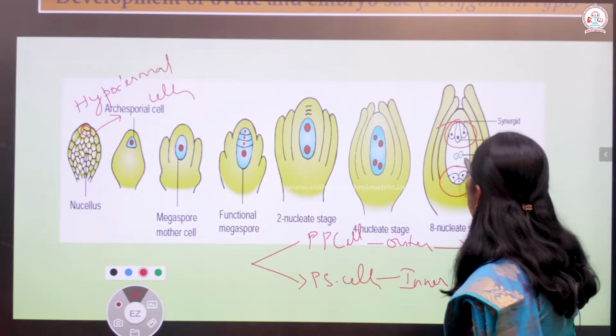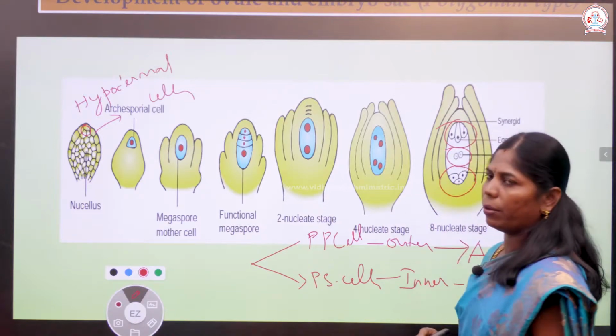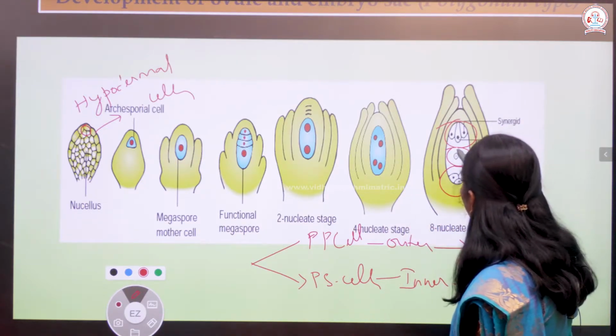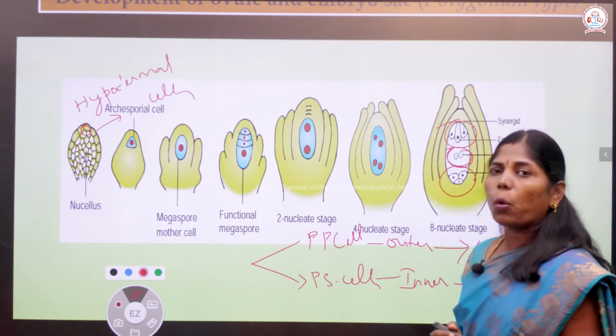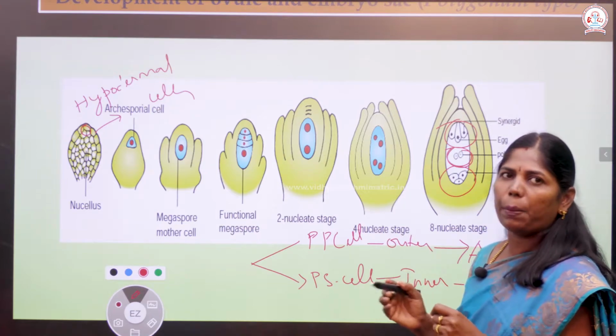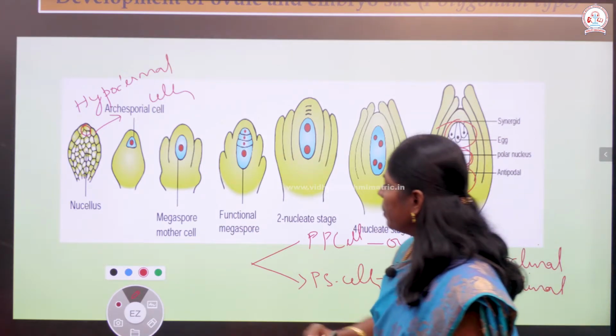They migrate to the center of the cell, okay, migrate to the cytoplasm. Both nuclei fuse together to form a polar nucleus. Okay, so this is the development of the embryo sac. Okay, so this is the development.